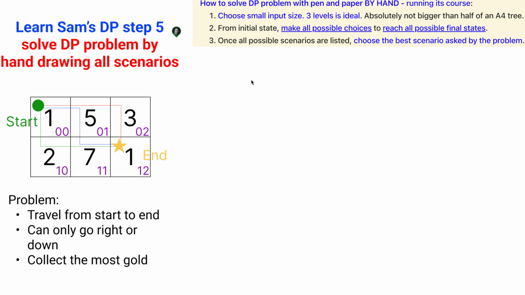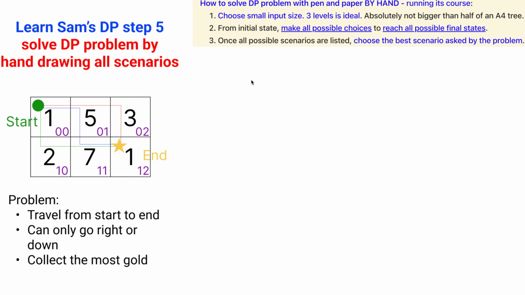Next, I'm going to show you how to solve this problem by applying step 5, solving DP problem by hand, drawing all possible scenarios, also called running its course. First, we're going to choose small input sizes. 3 level is ideal, and that's why we have very small map here. We have a 3x2 map, and this is going to give me very manageable state tree.